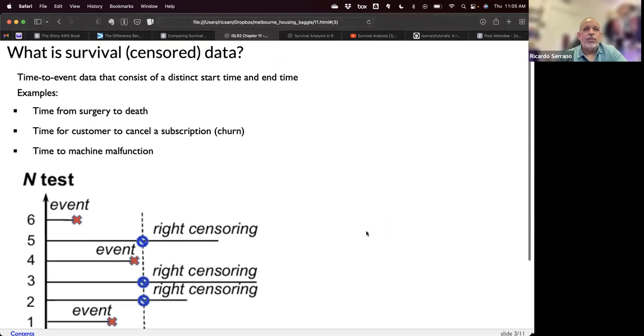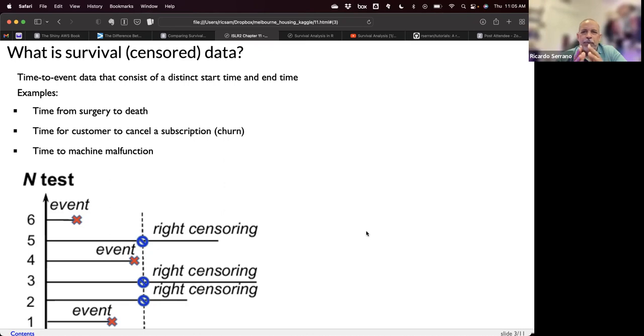So let's talk about survival, or what is really censored data. When we talk about survival analysis, the general term is really time to event. In other words, we have a particular starting point. Picture yourself doing a study with certain persons, and you're going to start that study at a certain time, and then you're going to finish it at a certain time too.